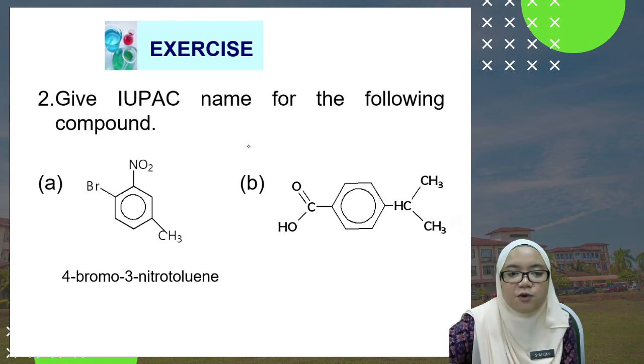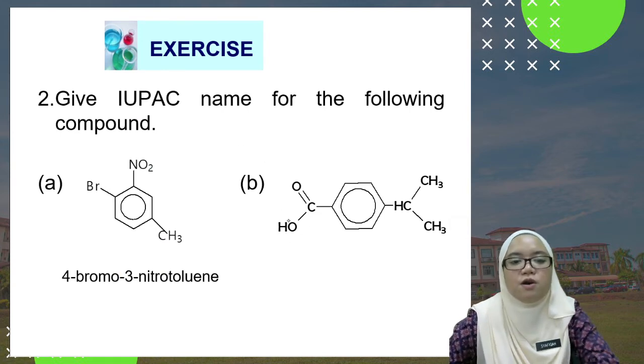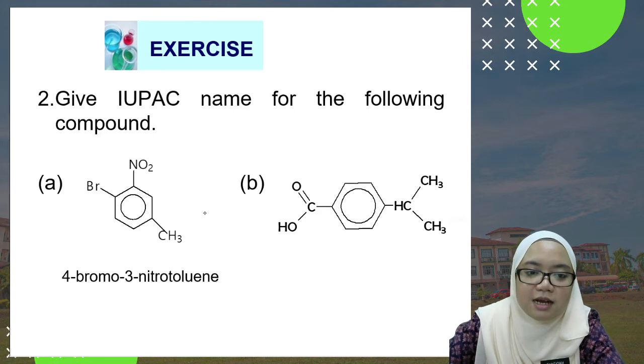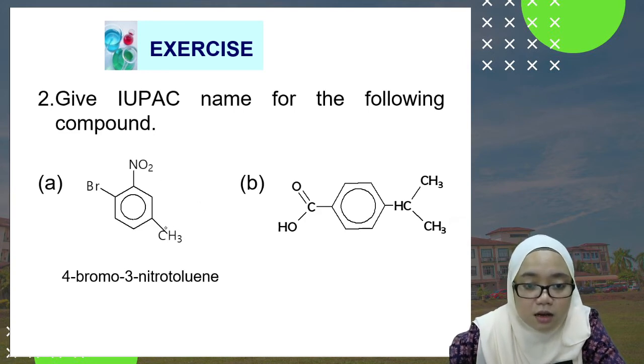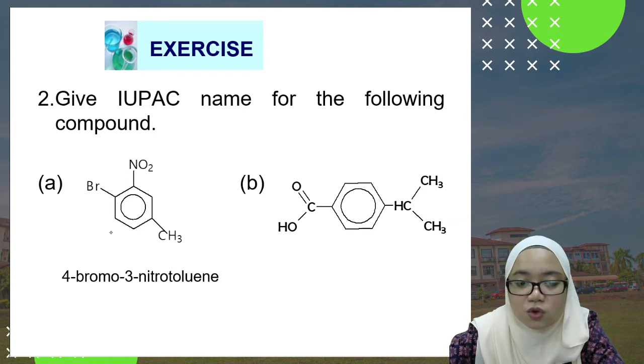Dia kata give IUPAC name for the following compound. So dekat sini kita ada CH3 kat sini. Kalau awak nampak CH3 dengan benzene, satu CH3 dengan benzene, ini adalah toluene. So toluene and then ini adalah nombor 1. 1, 2, 3, 4. So ini adalah bromo dulu kan, A B. So bromo dulu. So 4-bromo-3-nitrotoluene.